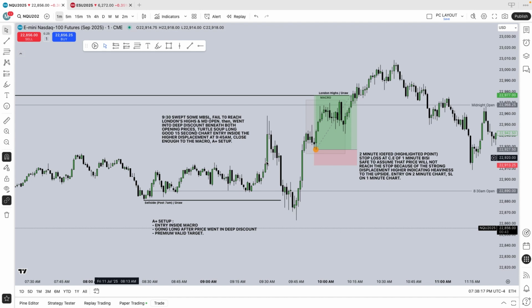So at 9:30 we open, traded higher, swept some minor buy side, same thing as last time, but this time we traded lower into a deep discount beneath both opening prices and swept some sell side. Notice how we fell short of reaching the London highs here. We expanded higher, but we didn't reach the London highs. So now this high is relatively equal with the London highs, right?